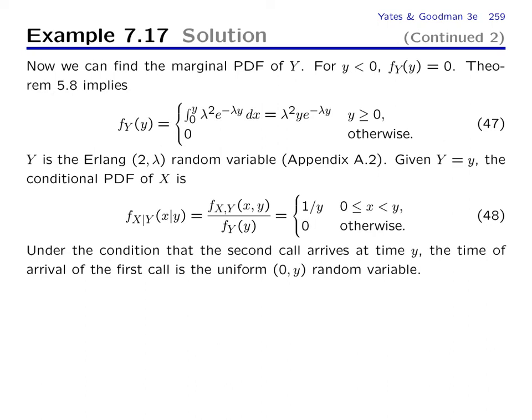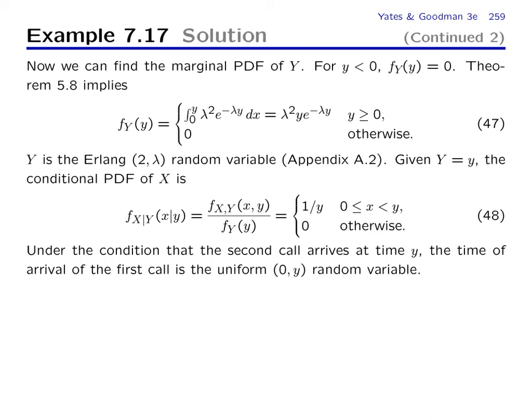And when you take the ratio of these two expressions, you see that the conditional PDF of x is simply 1 over y, for x from 0 to y. So what we learn is that if the second telephone call arrives at time little y, then the first call was uniformly, equally likely to be anywhere in the interval from 0 to y.